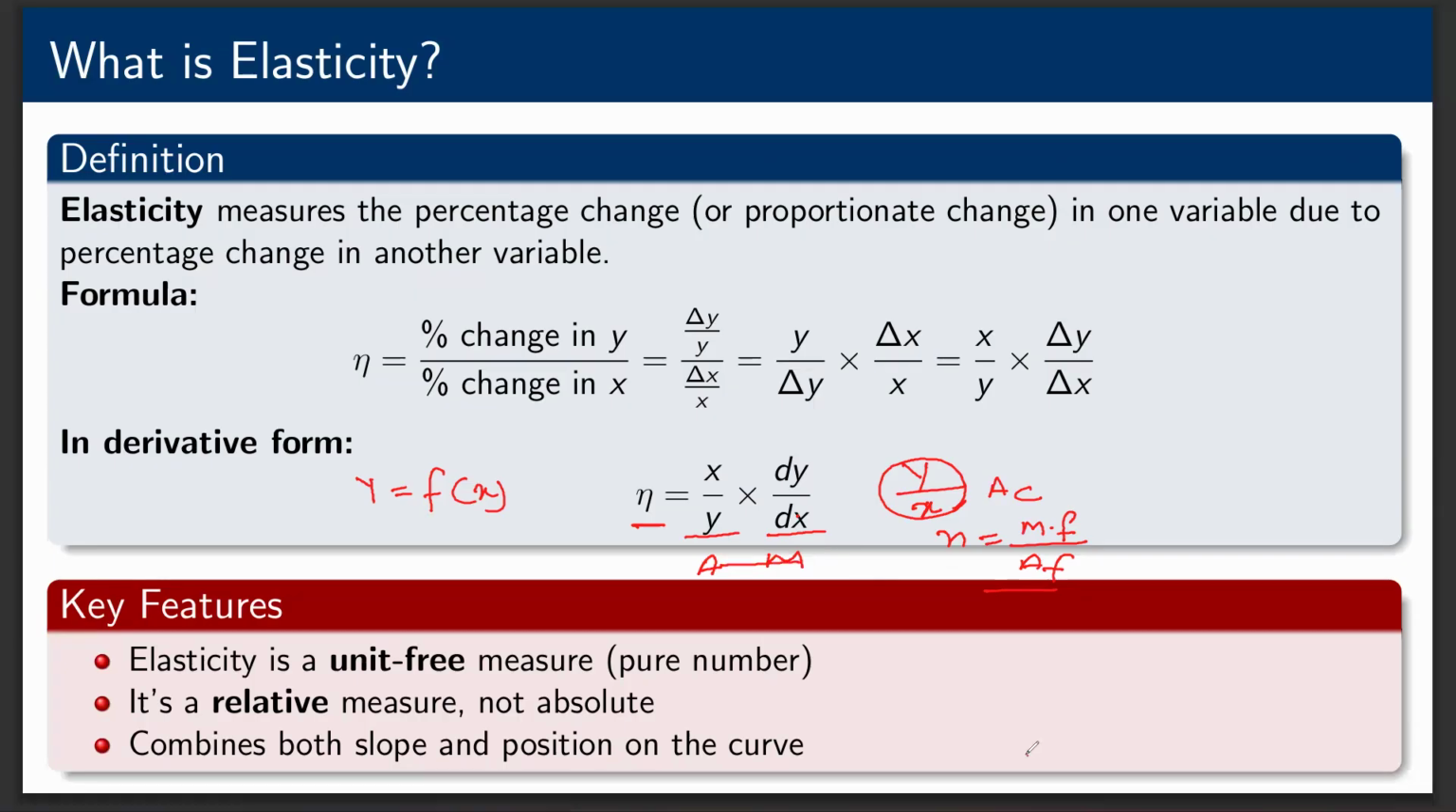It is clear that in calculating elasticity we will not get a unit, because the unit in the numerator and the unit in the denominator both will be cancelled out. So ultimately, the ratio will be free from any unit.